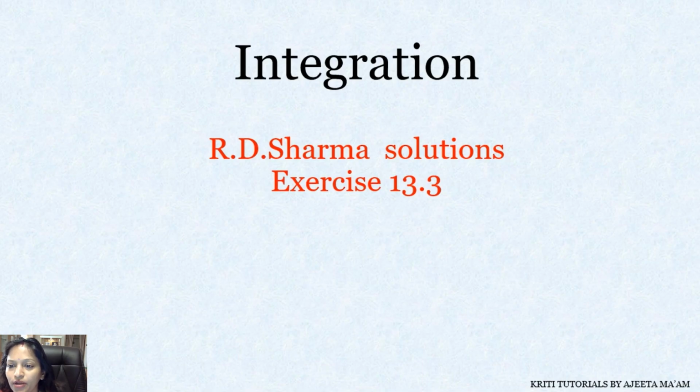Hello everyone, we are here with another session, another lecture of the integration series. I hope you all have understood the first basic concept lecture, and all of you are clear with the basic formulae. Now we are here with another concept of integration, and we are here with R.D Sharma solutions. We will be moving step by step to the next level of integration. So let's start with it.